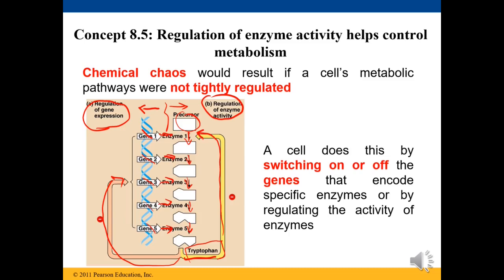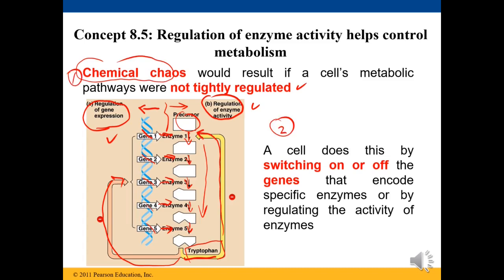So in the first case, we talk about the regulation of an enzyme activity. And in the following slide, I will show you how this tryptophan can inhibit all this enzyme activity. In the following slides, I will show you a video. And I also show you that genes are also important to regulate enzymes. And why do we have such a tight regulation? Because if we have a chemical chaos, the cell will die. So they should be tightly regulated.